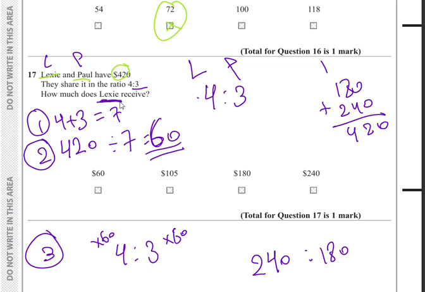So now Lexi is first and Paul is second. So they want Lexi here, right? So that means Lexi is 240, okay? That's my answer. You see here, to trick you, they added 180, and that's not the answer. That's Paul, all right? All right, good.